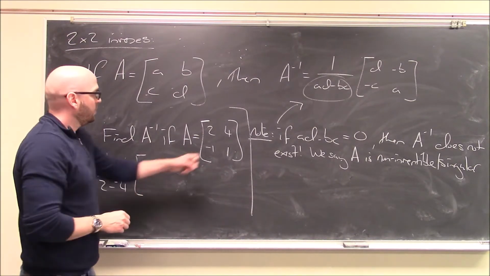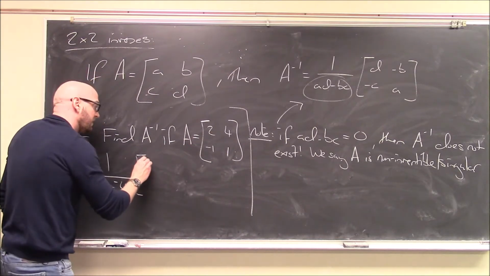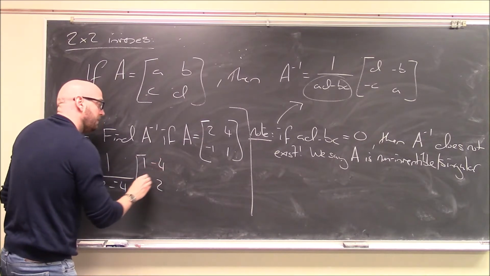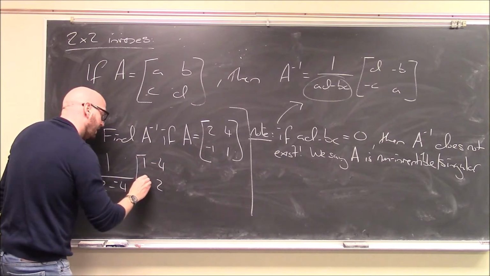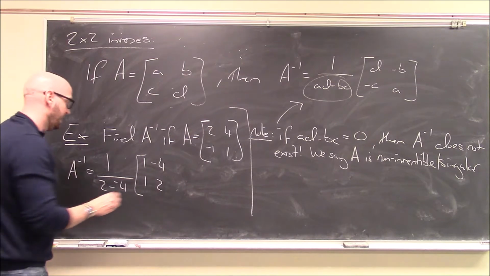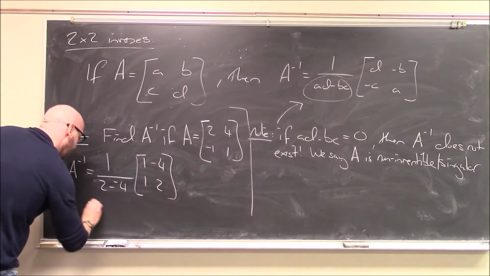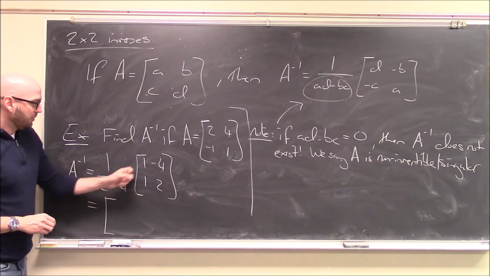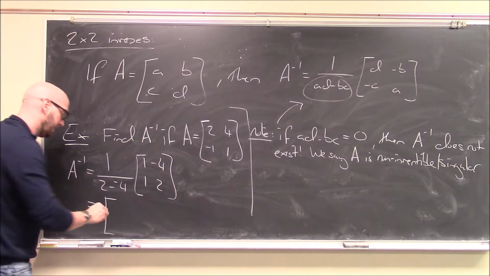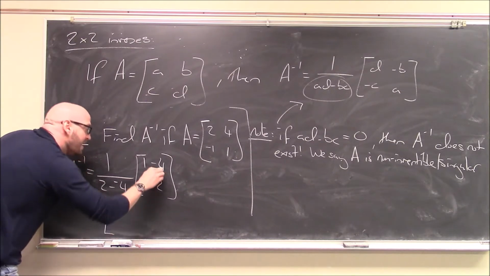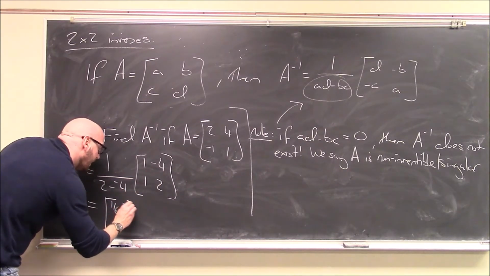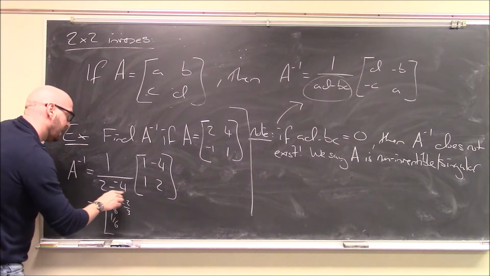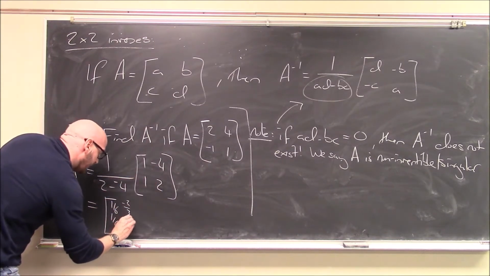Times, we flip the two diagonal entries, so this becomes 1, 2, and the other two multiply by minus 1, so minus 4, and minus 1 times minus 1 is positive 1. So what's that? This is 1 over 6, so we're multiplying all of the entries by 1 over 6. So we've got 1 over 6, minus 4 over 6, which I'll simplify, that's minus 2/3. Here we've got 1 over 6 again, and here we've got 2 over 6, which I'll simplify, is 1/3.